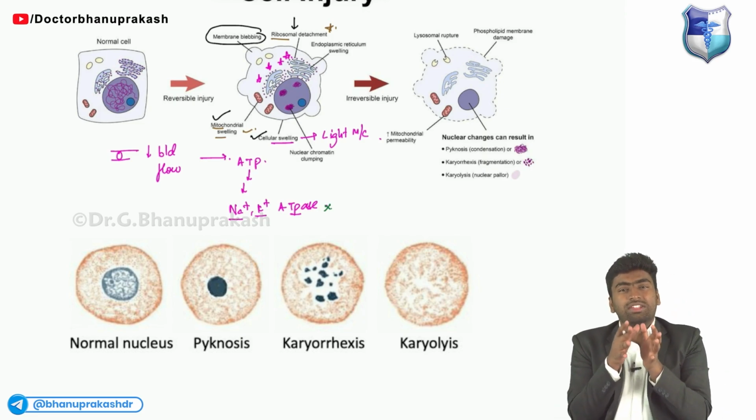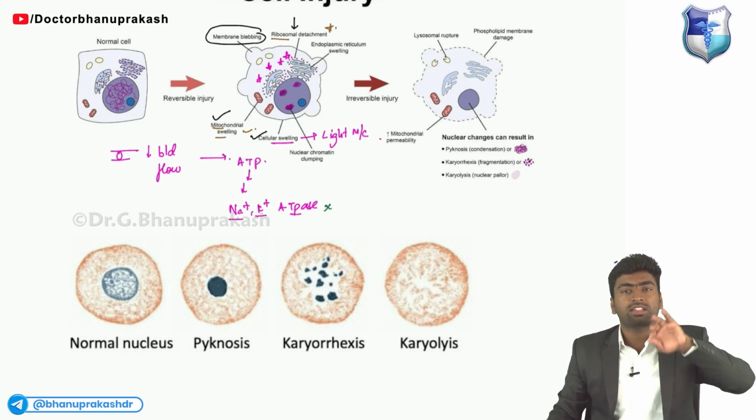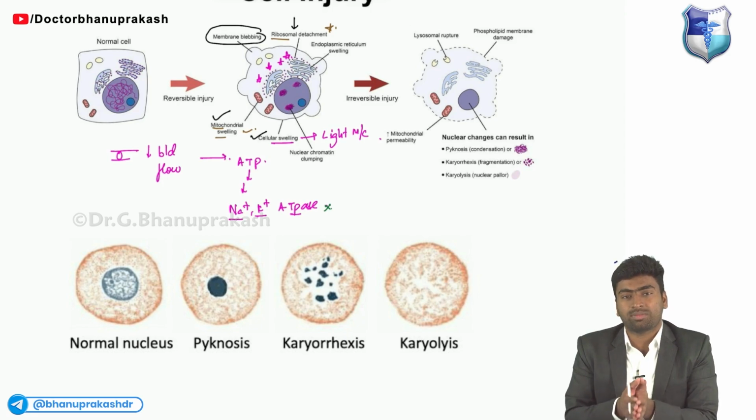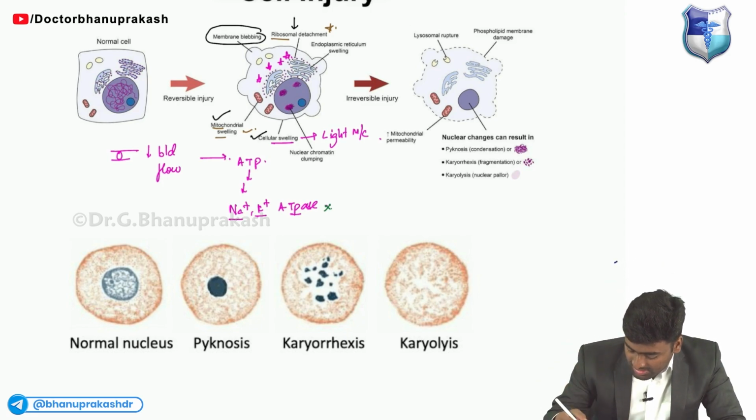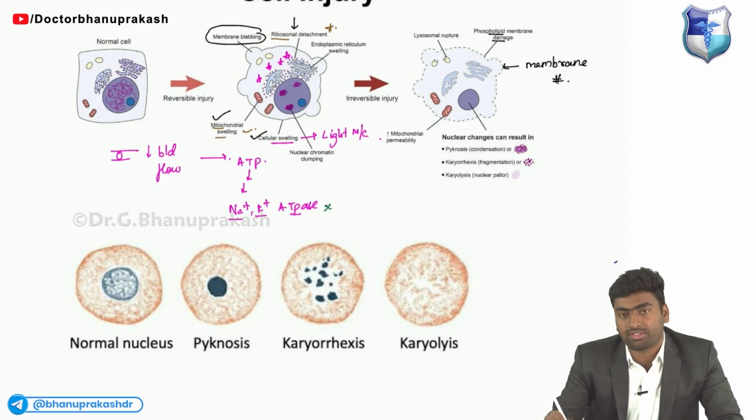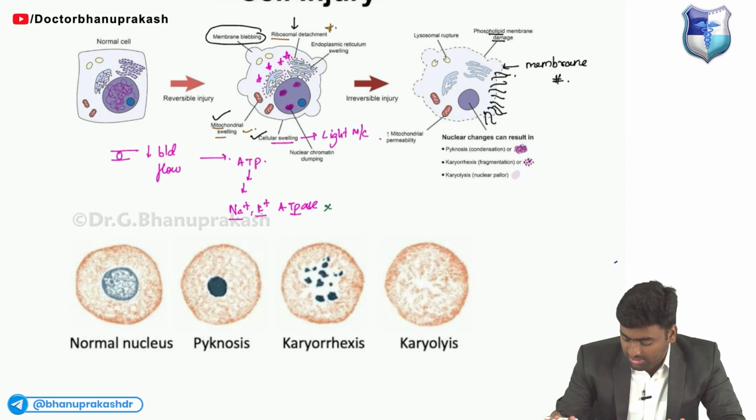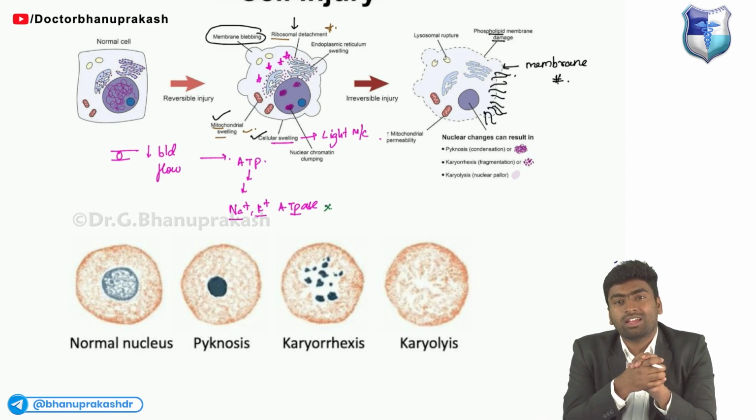Once these things get passed, if the stress is not relieved, it will go to the next process, which is irreversible cell injury. In irreversible cell injury, there is lysis of the membrane. The membrane will be damaged, and if the membrane is damaged, it leads to leakage of the contents to the outside. Just remember this.